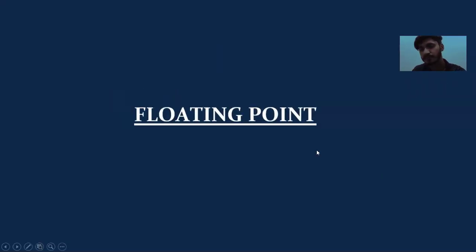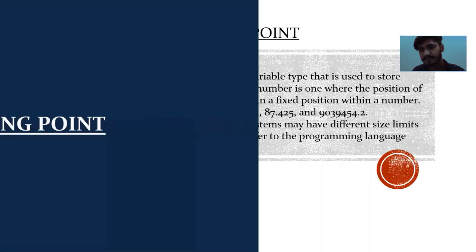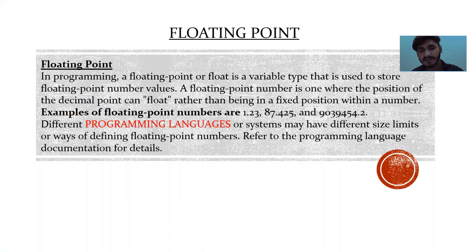And now the floating point. In programming, a floating point or float is a variable type that is used to store floating point number values. A floating point number is one where the position of the decimal point can float rather than being in a fixed position within a number.